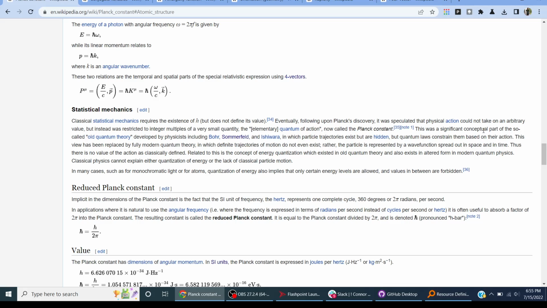Okay. This was a significant part of the so-called old quantum theory developed by physicists including Bohr, Sommerfeld, and Ishara, in which particle trajectories exist but are hidden, but quantum laws constrain them based on their action. This view has been replaced by fully modern quantum theory, in which definite trajectories of motion do not even exist. Rather, the particle is represented by a wave function spread out in space and in time. Thus, there is no value. The action is classically defined.